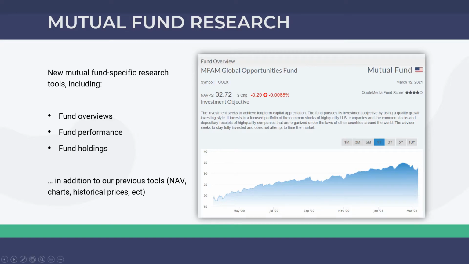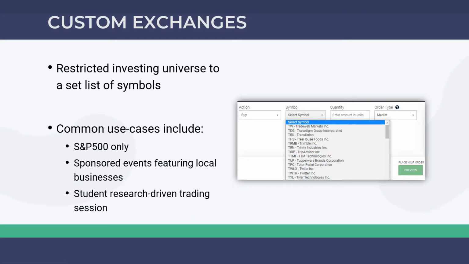Next up is custom exchanges. Custom exchanges is a new feature on StockTrak that lets you as the professor dictate a list of stocks you want your students to be able to trade. So instead of just having an open symbol input where students can enter anything, they get a drop-down menu with just the symbols that you want them to be able to trade.